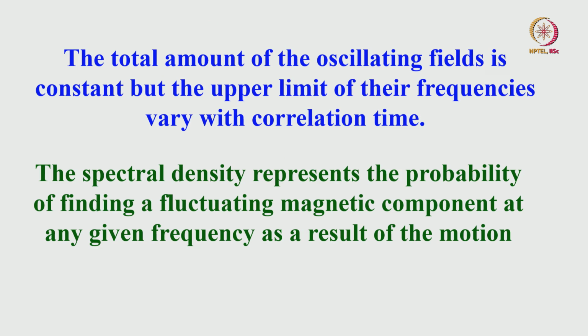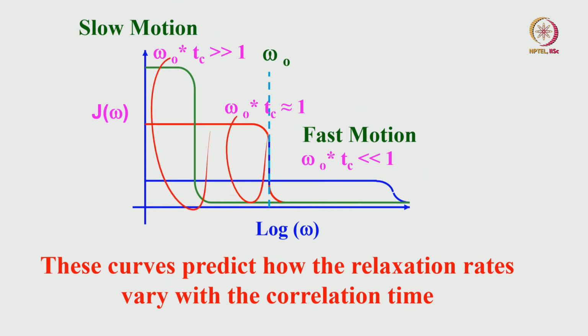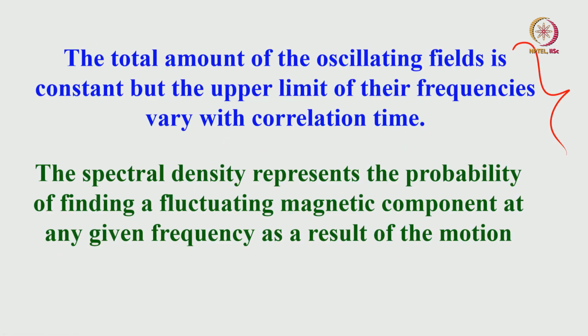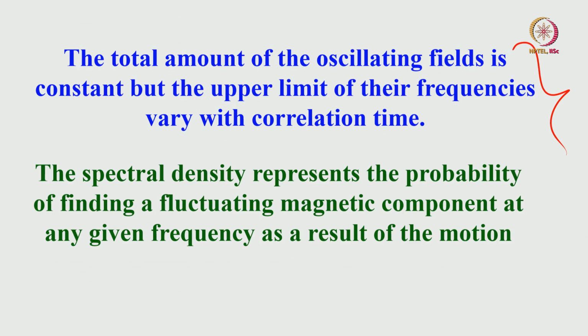One thing I want to tell you: the total amount of the oscillating field is always a constant. For example, in this graph, the total amount of the fluctuating field is the area of this, and this, whatever you take. It's constant. But the upper limit of the frequency varies with correlation time. The upper limit here is larger, here smaller, and here even smaller. But the area of the curve is the same. The total amount of the oscillating field is constant.